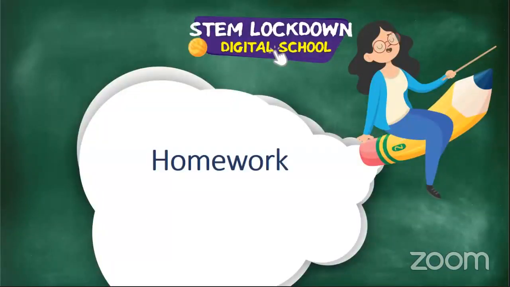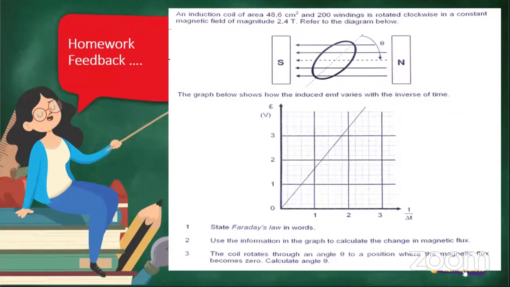Right, we're going to be looking at the homework that we had yesterday, and then I'll be providing feedback on that homework. The question was: an induction coil of an area of 48,6 cubic centimeter and 200 windings is rotated clockwise in a constant magnetic field of magnitude 2,4 Tesla. Refer to the diagram below. The graph below shows how the induced EMF varies with the inverse of time.